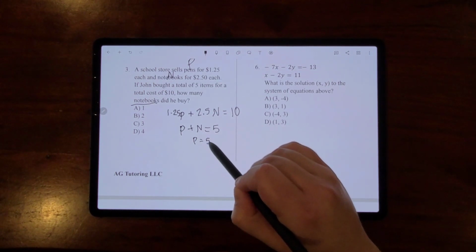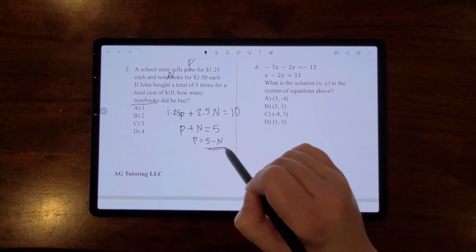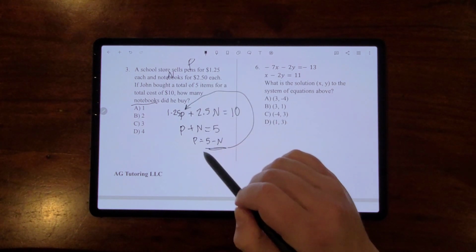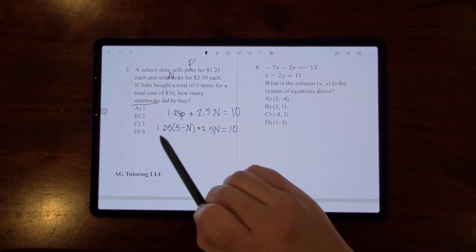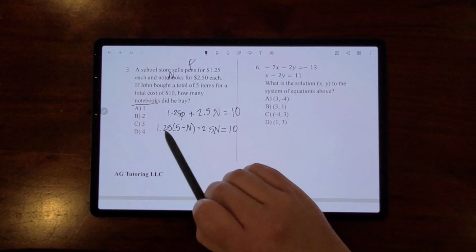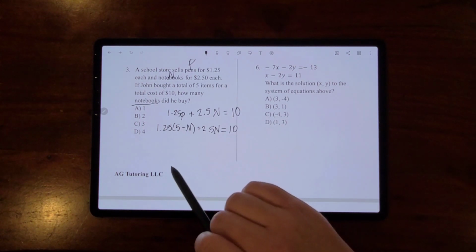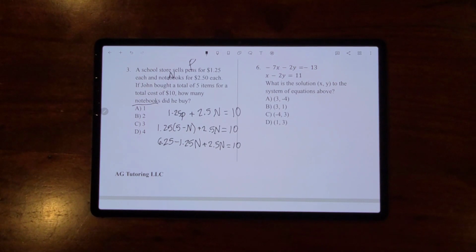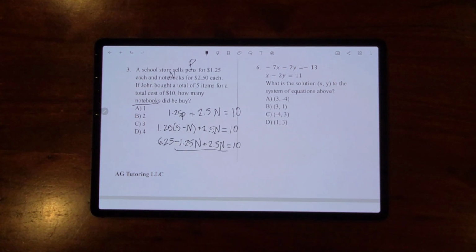So then P is equal to 5 minus N. So I know P is the same thing as saying 5 minus N, so I can just put that in here instead of P. That way I can just have N to solve for. So that's what I'm going to do now. And now I just have to do distributive property, which just means I'm multiplying whatever's outside here, 1.25 times the 5, and then also times the negative N. And then I get this, and now I just have to combine these like terms right here because they both have an N with them.